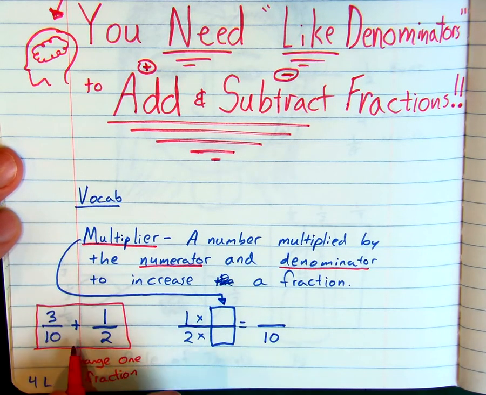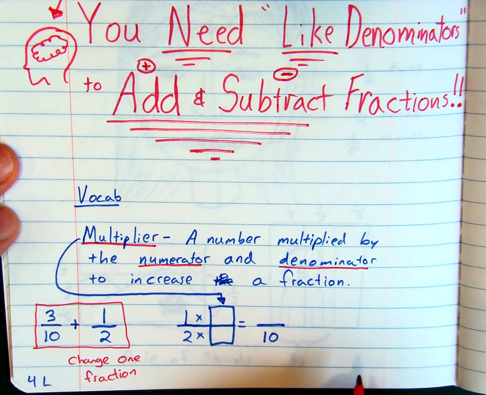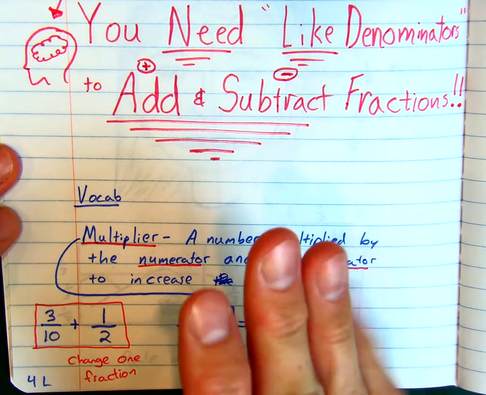So I'm going to keep my 3/10. I'm going to change my 1/2. So to change my 1/2, I pull it out of the problem. Now, how do I go from a denominator of 2 to 10? I need to multiply. What are my 2's? 2, 4, 6, 8, 10. So it's 5.